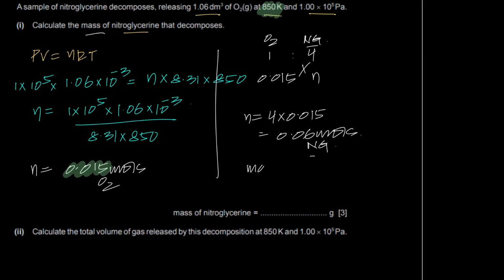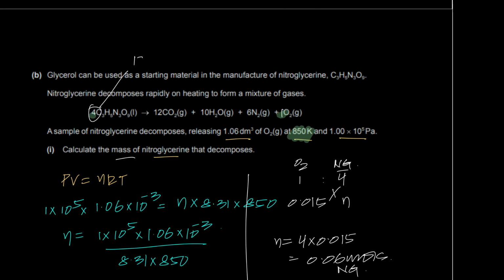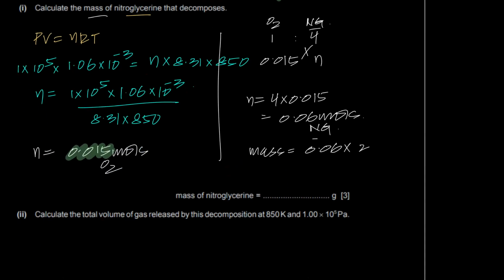So mass equals moles times molar mass. Moles is given. And what's the molar mass? You guys can calculate it. See, carbon is 12, times it by 3, hydrogen is 1, times it by 5, plus nitrogen is 14, times it by 3, oxygen is 16, times it by 9. What do you get? You get 227. Thank you. So times this by 227.